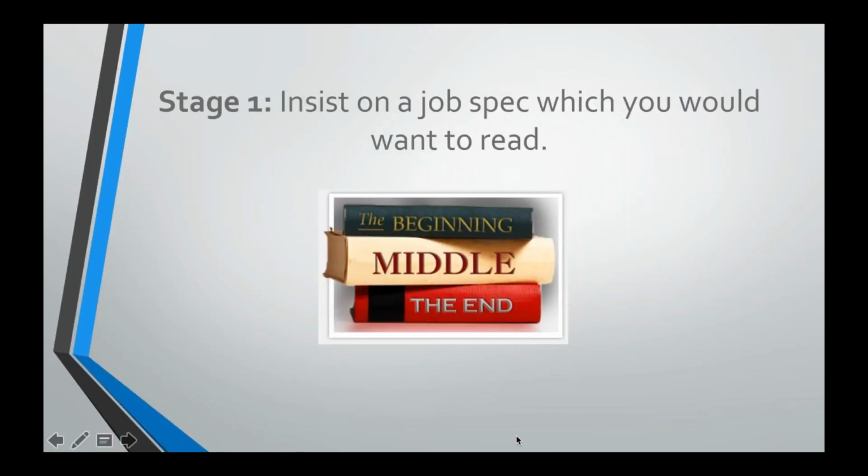So stage one is to insist on a job spec which you would want to read. When I started in RPO, this was probably my biggest issue and caused me the most problems. I suppose far from demanding a job spec that I wanted to read, I would work with a hiring manager to blindly accept their job specs. In fact, as volumes go up, that becomes more of a problem, and I've been caught out by it recently too. So I've taken this image of the beginning, middle, and the end, and put it by my screen on my desk.